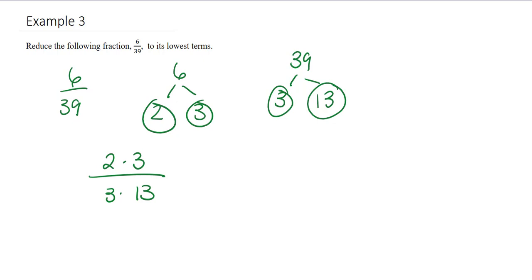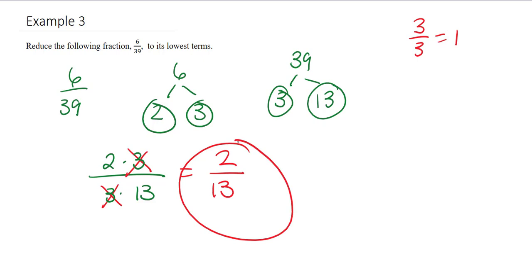So what can we cross out? Well, we can only cross out these 3's. These are common factors that we can divide out, because 3/3 just becomes 1, so we can cross them out. So what does that become? Then 2/13, and that would be our reduced fraction.